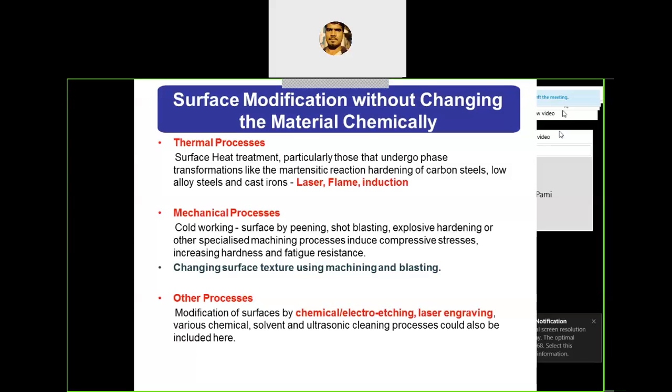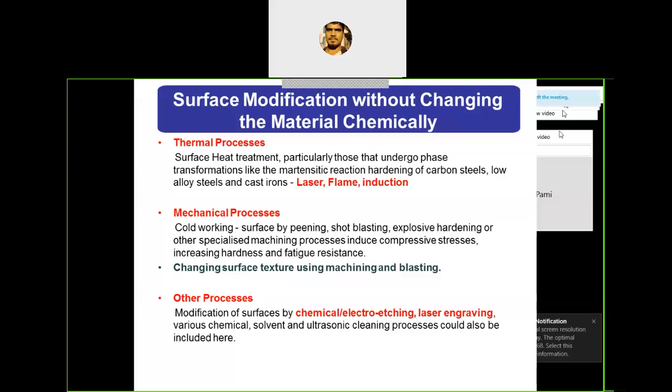Heat treatment, particularly those that undergo phase transformations. In steel, you see there are different phases, like austenite, cementite, different types of phases. The phase changes with respect to the temperature change. The phase will reform with the help of temperature. The same concept here. You can take an example of steel or cast iron.